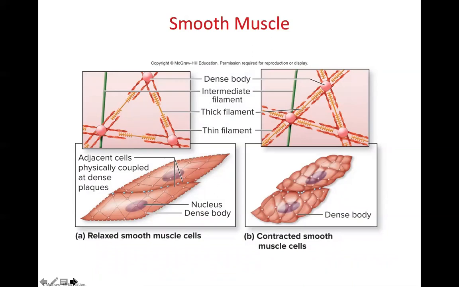You also won't see T-tubules or troponin. This is because most of the calcium that's needed to activate the smooth muscle contraction is coming from fluid around the cell. So we don't have that same triad organization within the smooth muscle.